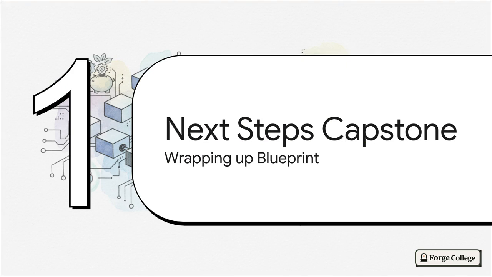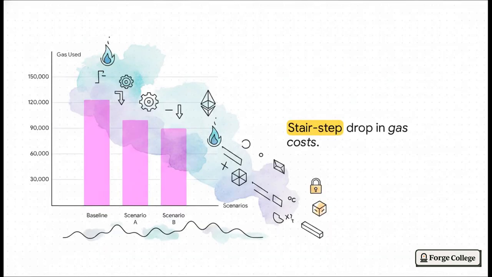And finally, Section 5, next steps for your capstone. Let's wrap up this blueprint. So, the crucial point is, by systematically working through this lesson, you now possess the raw CSVs, comparison tables, and interpretation notes required to build a rock-solid capstone foundation. Visually summarizing that journey looks something like this immensely satisfying chart. You can clearly see a statistically significant, undeniable stair-step drop in gas costs from your baseline, down to Scenario A, and ideally even lower for Scenario B. It's just beautiful visual proof that your optimized machine performs exactly as modeled.